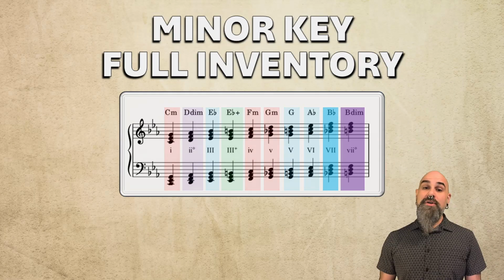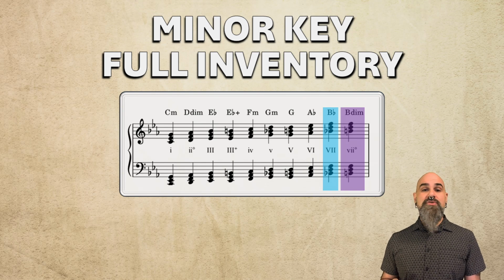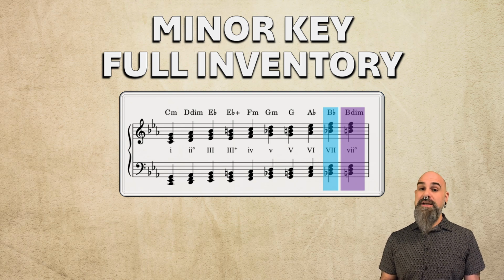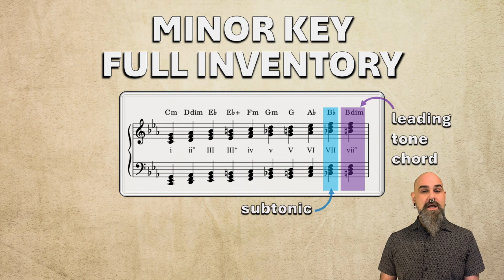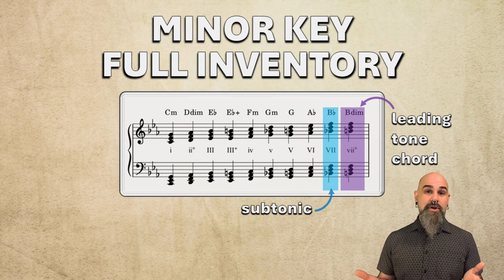Notice that the 2 versions of the 7 chord have 2 different roots, which is not true of the 2 versions of the 3 or 5 chords. For this reason, we give these chords different names. The major 7 chord is called the subtonic, and the diminished chord built on the leading tone is called the leading tone chord.